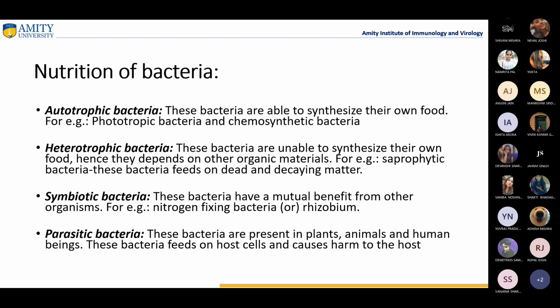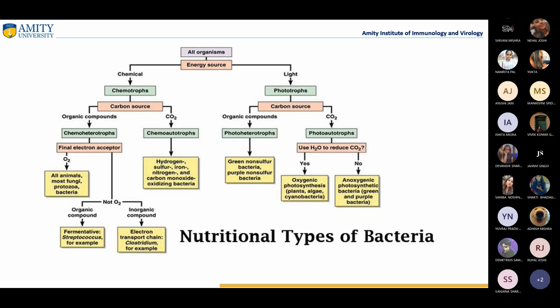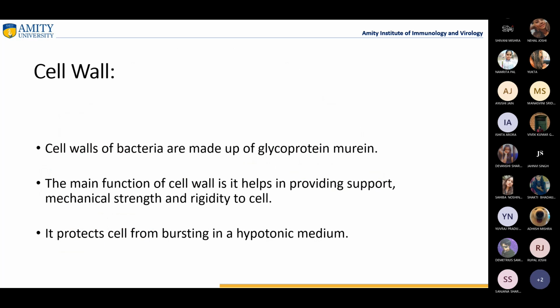Then parasitic bacteria. These are the bacteria which, when present in plants, animals and humans, feed on the host cell. They cause diseases or harm to the host cell. So most bacteria fall under this category which cause diseases. These are again different nutritional types, chemical and carbon sources, such as chemoautotroph, chemoheterotroph, photoheterotroph, right? So just go through this. Then the cell wall, we know that the cell wall is made up of a glycoprotein, peptidoglycan, and what is the main function?